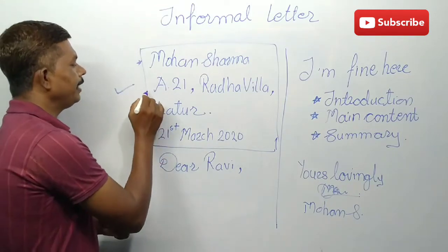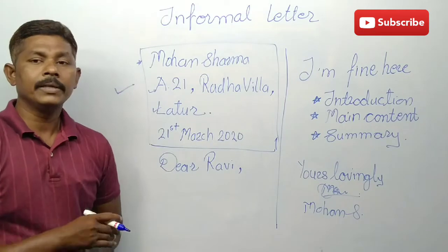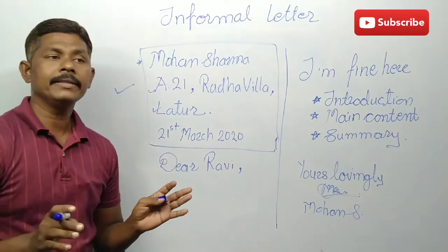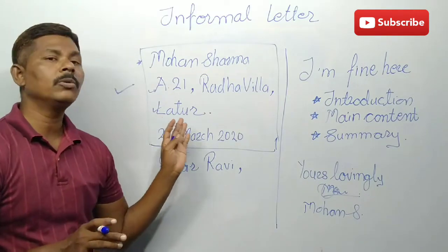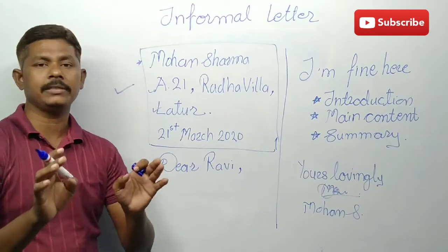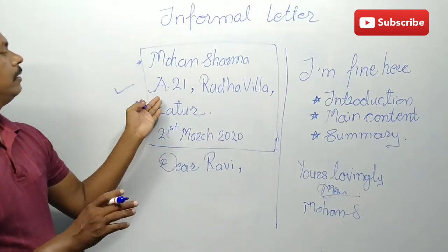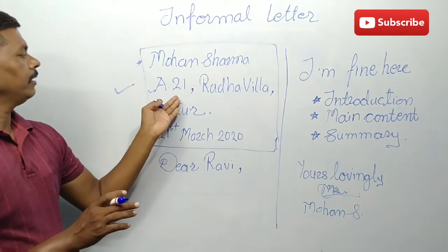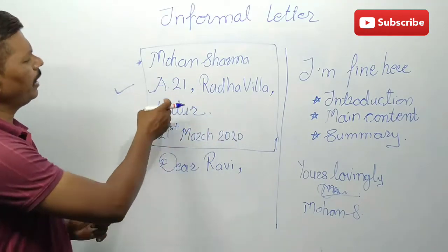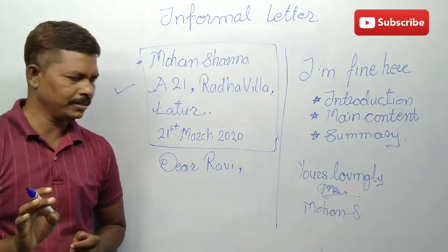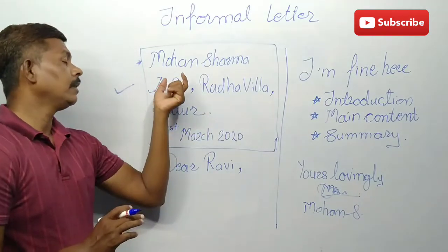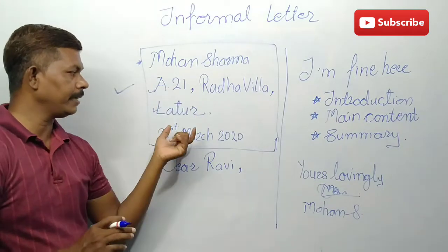Later you should write the address, but while writing the address you should keep in mind that we should not take more than 3 lines. You should conclude it in a maximum of 3 lines. For example, 21 A21 Radha Villa, Latur, that's enough. One more line you can add for your convenience. So this is the important part included in the address of the sender.